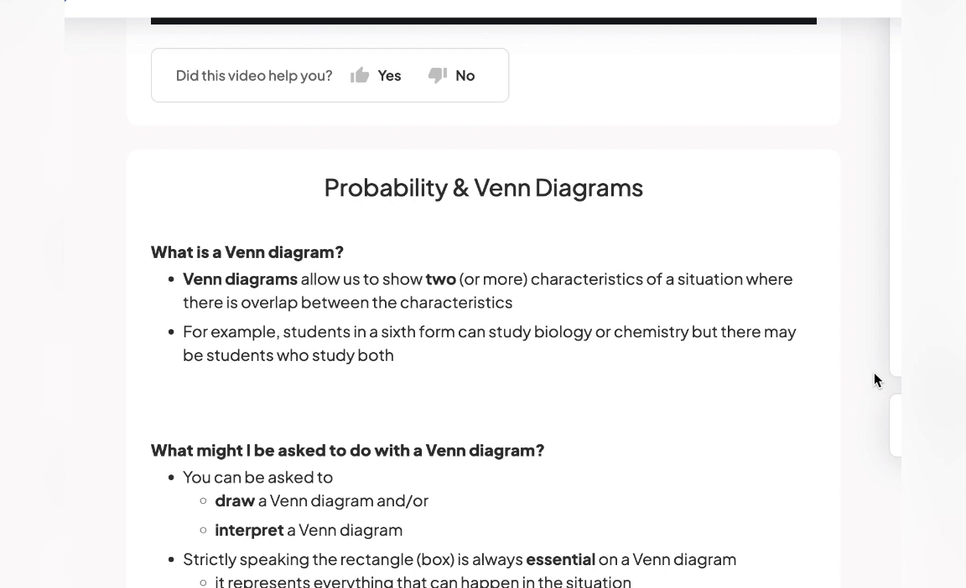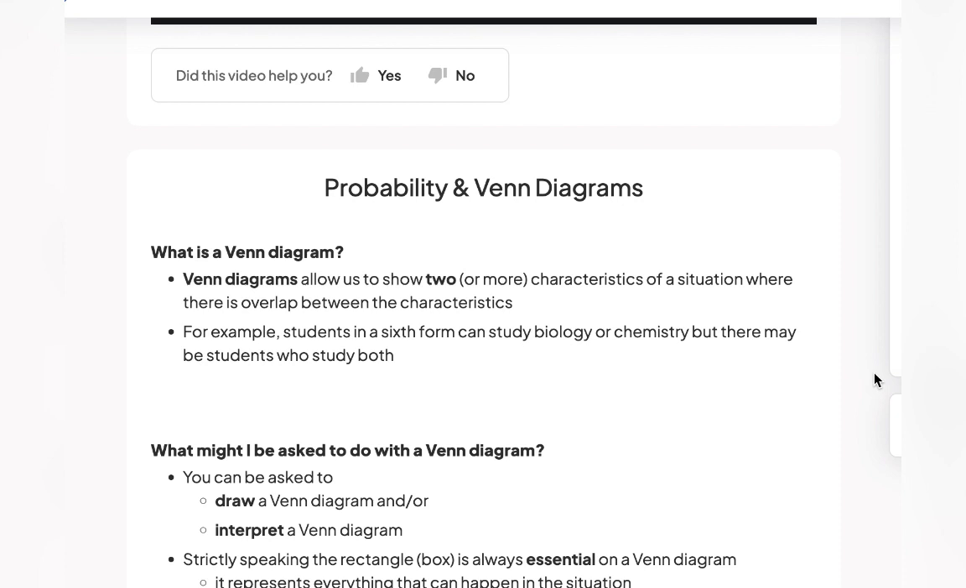To do, okay? They help us to show two or more characteristics of a situation that overlap. There are situations in life that overlap. For example, if you go to school, you choose subjects that you want to do. Some students will choose physics, chemistry, biology, maths, English. Some students will choose business. Maybe they will not do chemistry or physics, but they will do maths, English. So you see maths, English overlap with so many students.